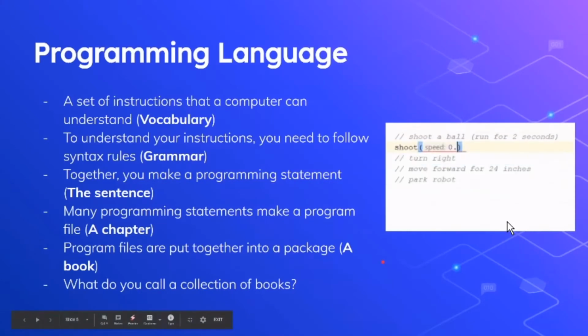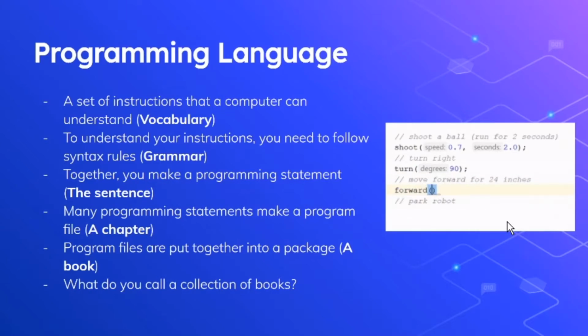To break down a programming language, it's just like a regular language where there's vocabulary and grammar, which together make up a sentence. So I'm just going to read the bullet points. In a programming language, you have a set of instructions that a computer can understand, and you have syntax rules that you must follow for the computer to understand what you're coding, and you make a programming statement. And you don't just have one programming statement, but many statements. You can see on the right I made a little GIF of some commands that you might use in your robot, such as shooting, turning right, moving forward, and parking.